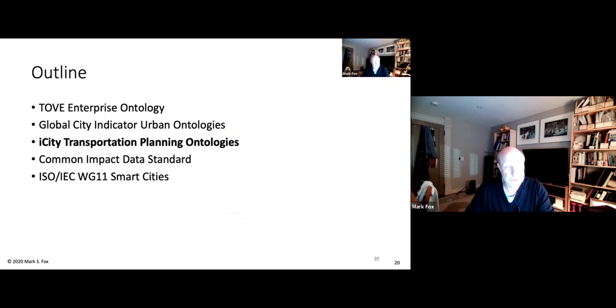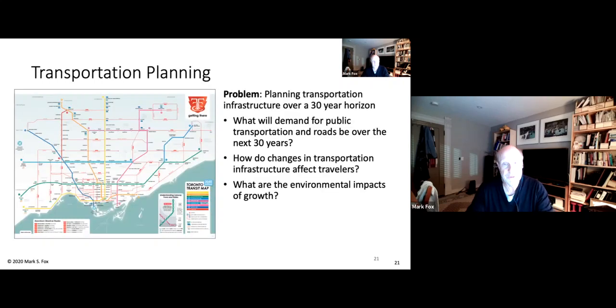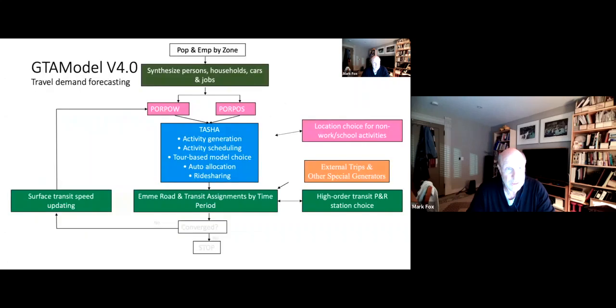The next ontology that I want to talk about that we've created for cities is the iCity Transportation Planning Ontologies. Transportation planning, as I mentioned before in the first seminar, focuses on planning transportation infrastructure over an extended period of time. Within Toronto, they do it over, I think, a 30-year horizon. In order to do that, you have to predict what the demand for public transportation will be in the future, how changes in transportation infrastructure affect travelers, and also determine what the environmental impacts are of this growth from an environmental perspective.